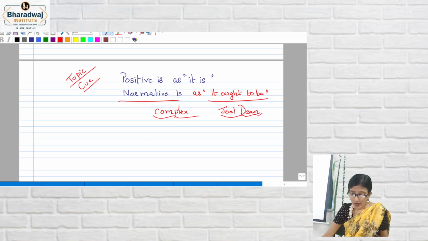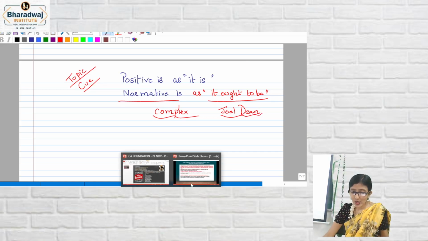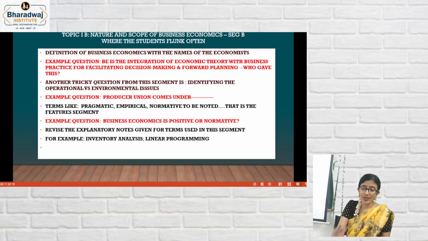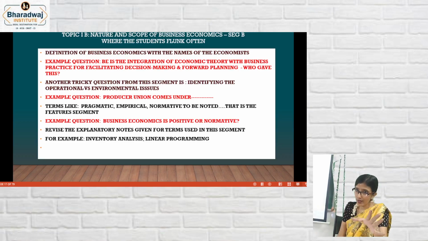This is where the students flunk, and you have proved that you are a true student because you also flunked in this segment, isn't it? So that is very important, the definition with the quote. Please study that. Now look at this: business economics is the integration of economic theory with business practice for facilitating decision making and forward planning. Who gave this?